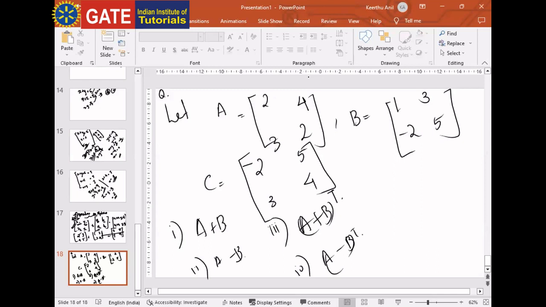Got it? So these questions you have to find from these given data. Can you try doing it? A is given, B is given, C is given. Find A plus B, A minus B, A plus B whole transpose, A minus B whole transpose. Got it? Just try doing it and let me know once you get the answer.